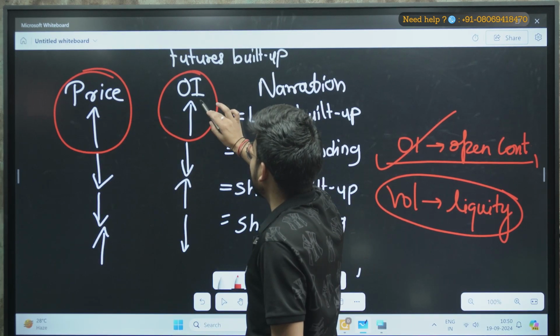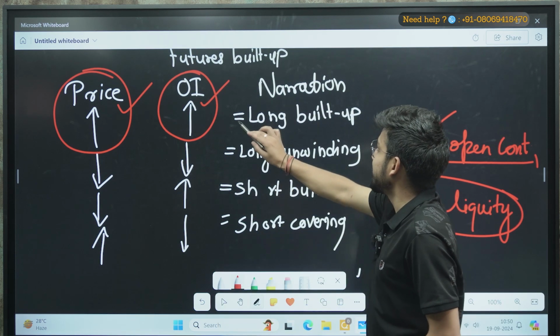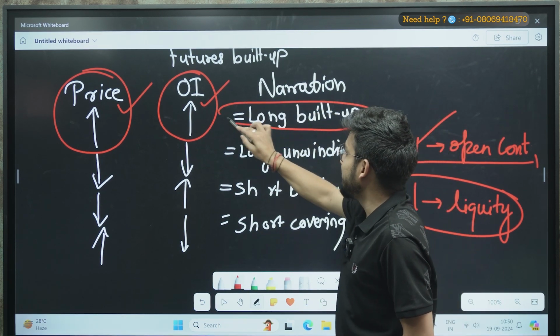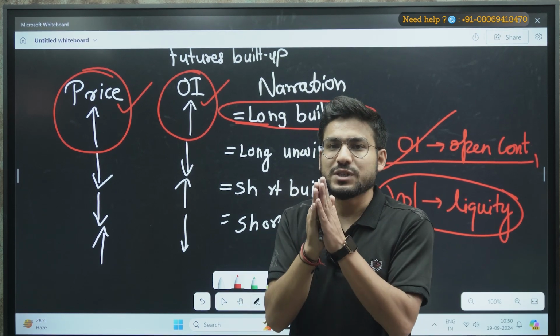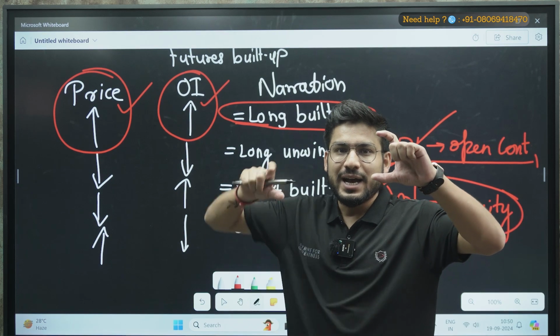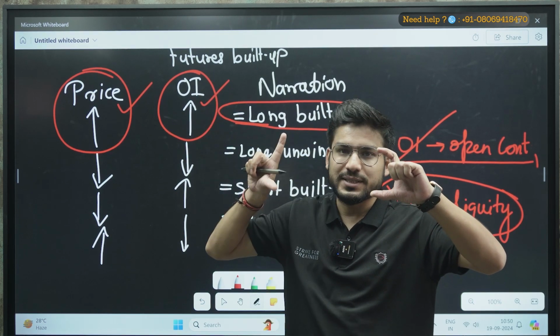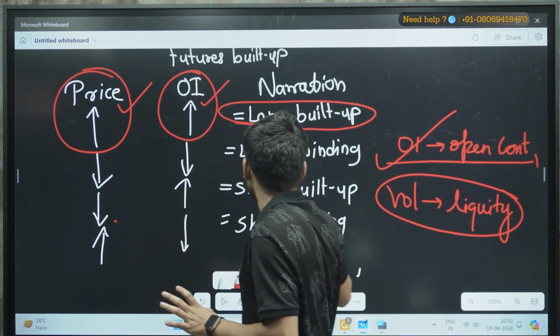So if my open interest is increasing and at the same time my price is increasing, you can say that is a long build up. It means there are people who want the market to go in the bullish direction, so they are increasing their contracts, and in a similar way the price is also increasing. Then there is a short covering, then there is a short build up.